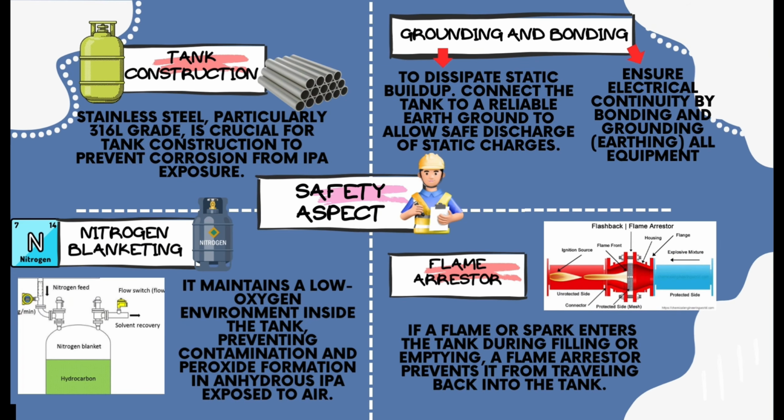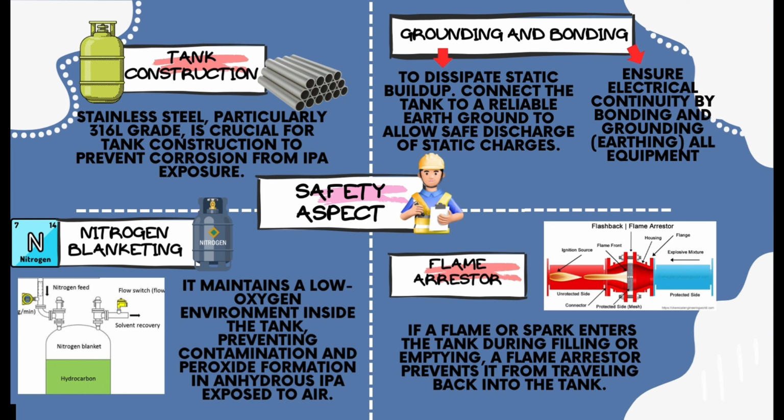Then, another safety aspect that we put in our plant is nitrogen blanketing. It maintains a low oxygen environment inside the tank. It can prevent contamination and peroxide formation in anhydrous isopropyl alcohol exposed to air.